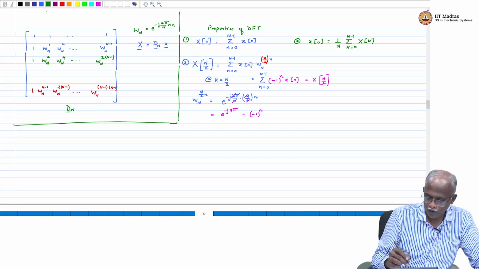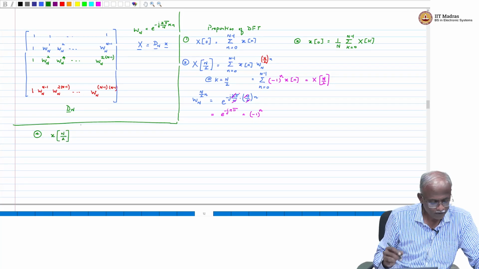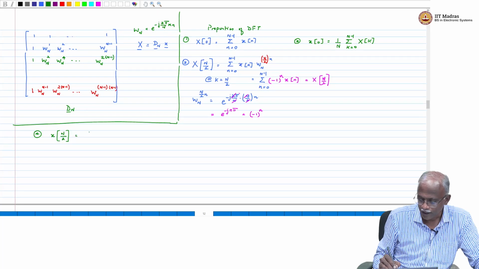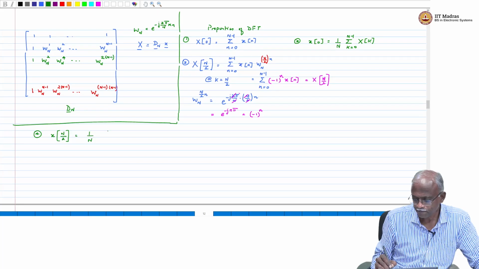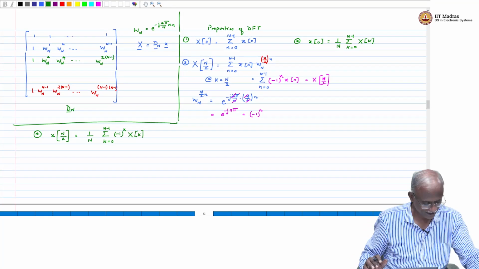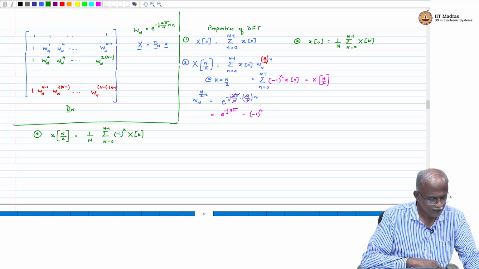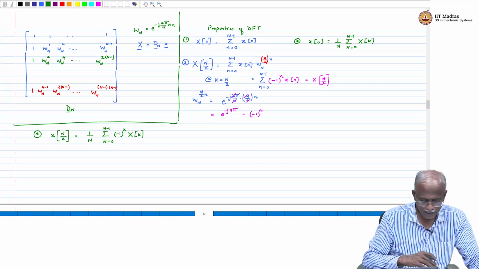So along the same lines, please verify that the following result is also true. The inverse transformation, the x of N by 2 value sample is equal to 1 by N summation k equal to 0 through N minus 1, minus 1 raised to the power k X of k. The summation, but with alternating signs. Again, these are interesting properties that you can easily verify.